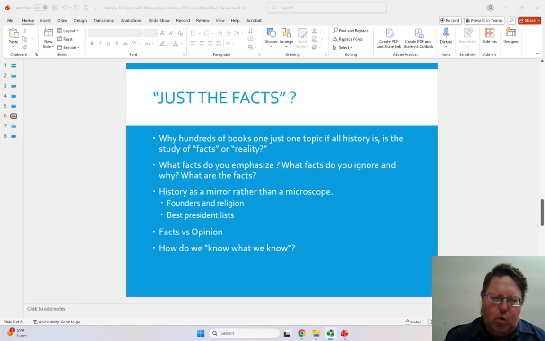And when you look at sources, you ask questions of your sources. What are the biases? What's the purpose of the source? When was it written? How close to the source is it? Is it a sympathetic source or a critical source? And also, the other thing to look at is, is your source out of context?